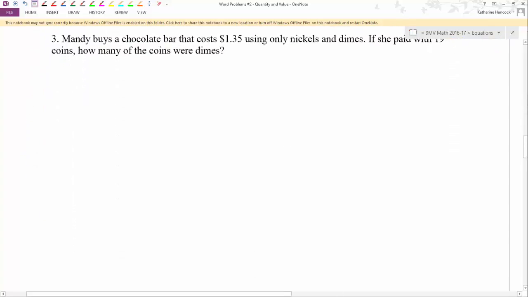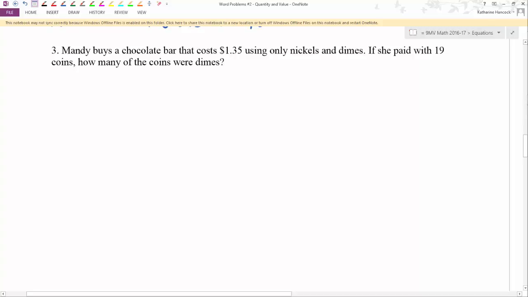Question 3. Mandy buys a chocolate bar that costs $1.35 using only nickels and dimes. If she paid with 19 coins, how many of the coins were dimes? So we're not going to use guess and check. We're going to use algebra.